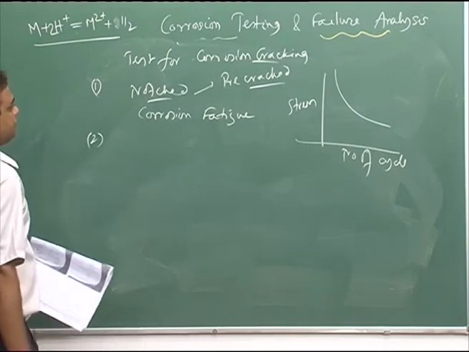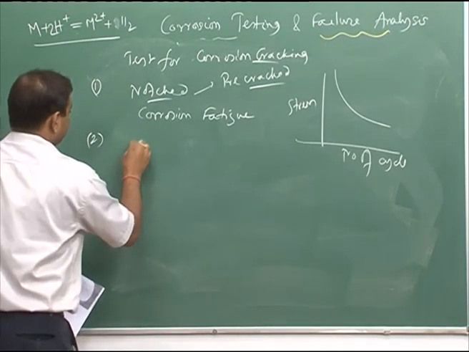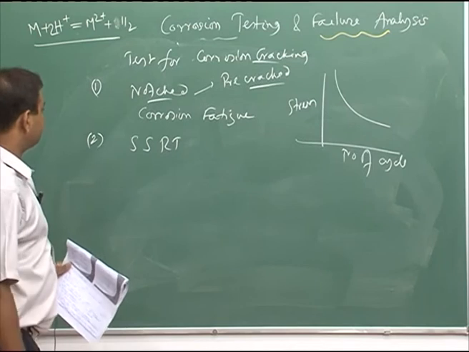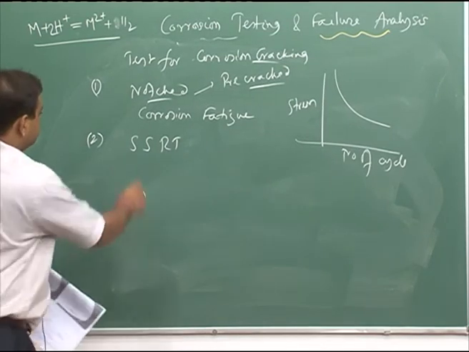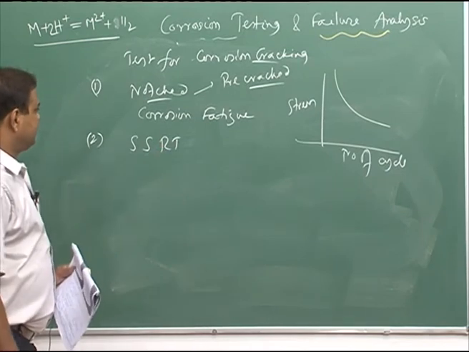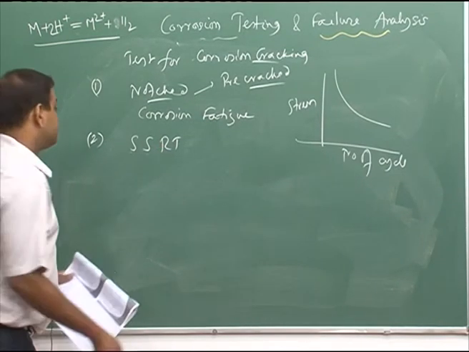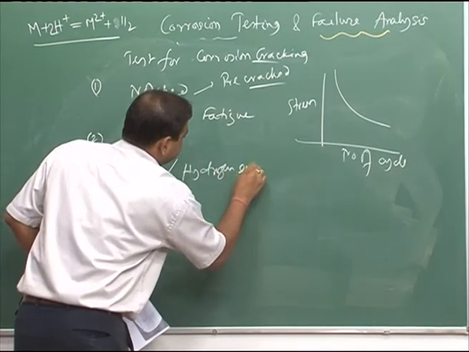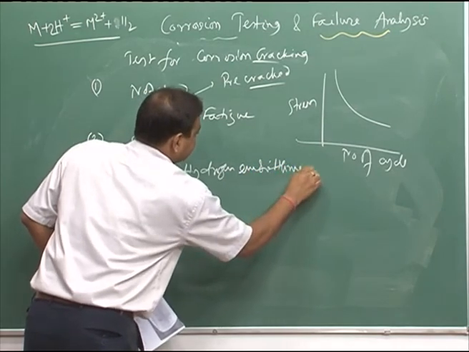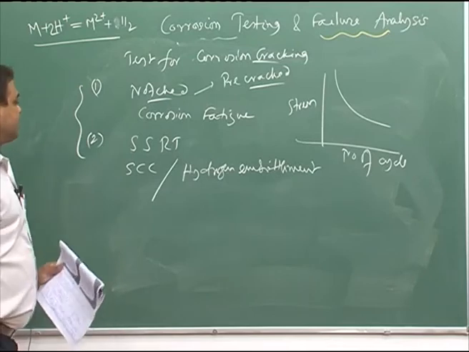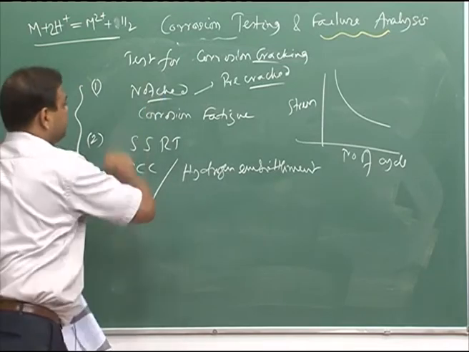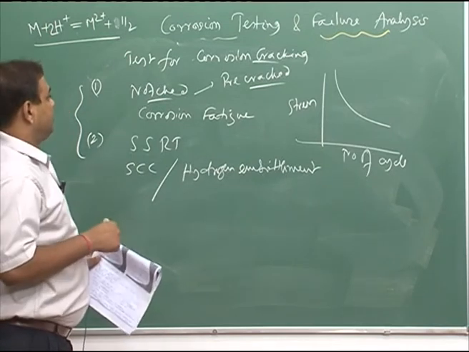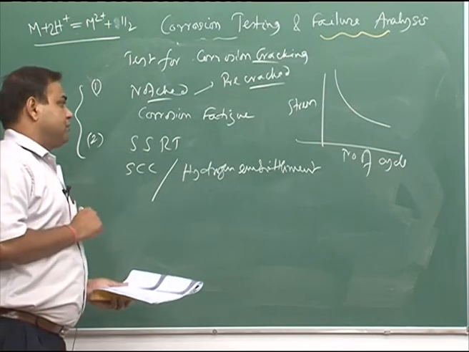Then we can also think of stress corrosion, which is basically SSRT, the slow strain rate test, and in that case we can also determine its susceptibility towards SCC or hydrogen embrittlement. So, these mechanical tests are also there in order to find out the corrosion cracking tendency of a material, or metals and alloys, in some corrosive environment.